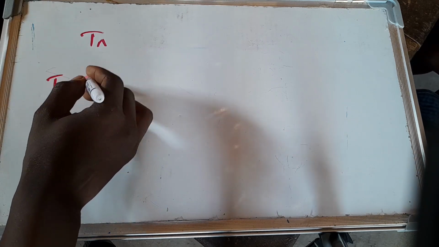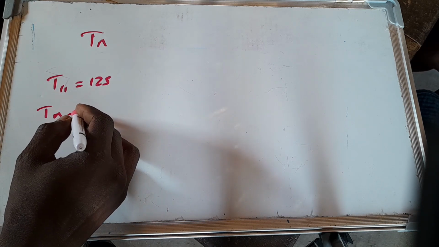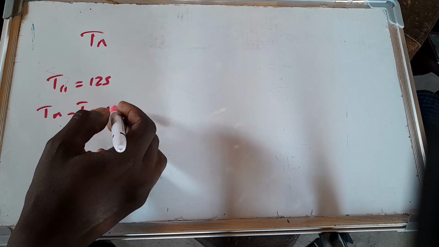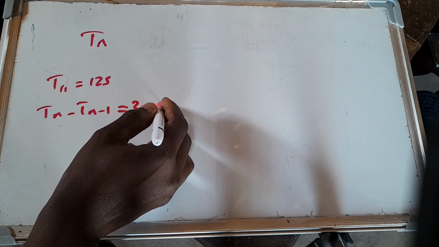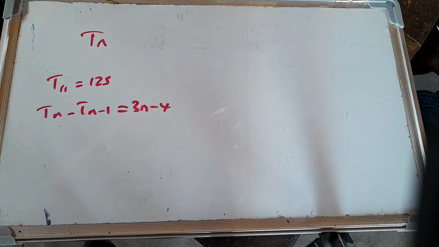So in this situation, what do we have? We say this is a quadratic pattern with the general term Tn. Tn is our general term, and they said it has the following properties: T11 is equal to 125 and Tn minus Tn minus 1 is equal to 3n minus 4. And they say find the first term. So what's the solution? What do we do?